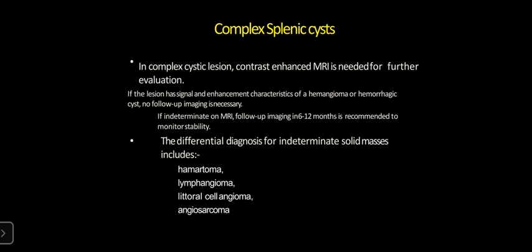If the lesion has signal and enhancement characteristics of hemangioma or hemorrhagic cyst, no follow-up imaging is necessary. If indeterminate on MRI, follow-up imaging in half to 1 year is recommended to monitor stability. The differential diagnosis of indeterminate solid masses includes hematoma, lymphangioma, littoral cell angioma, and angiosarcoma. If we find any of these, we give 6 to 12 months follow-up.